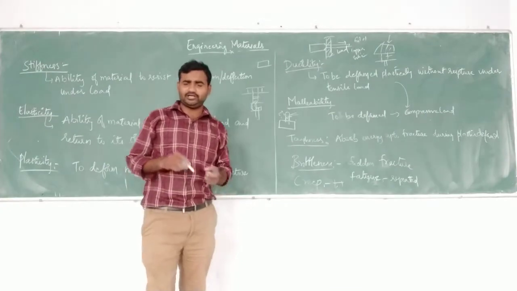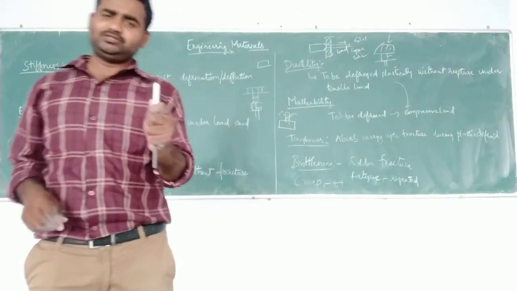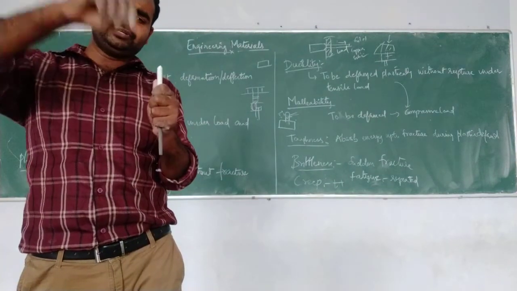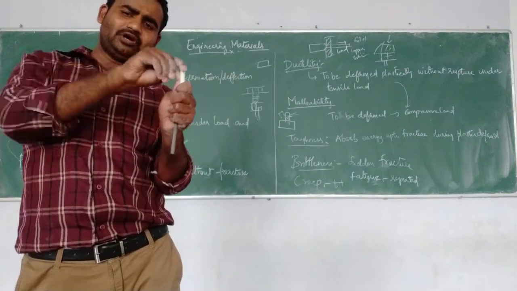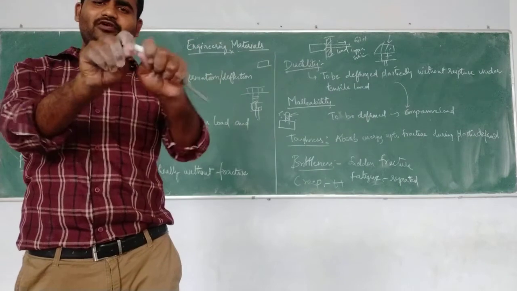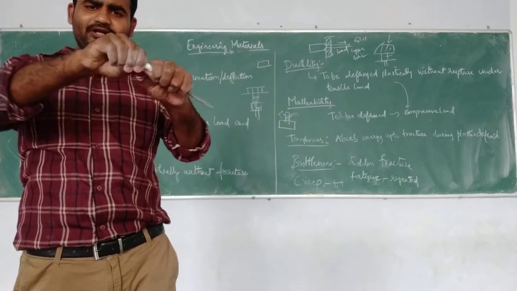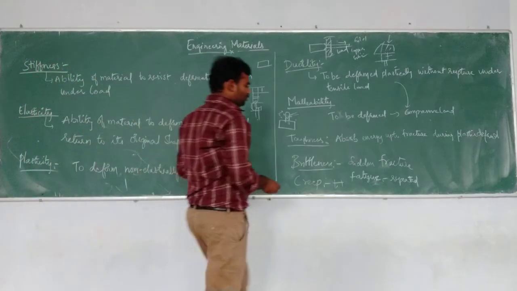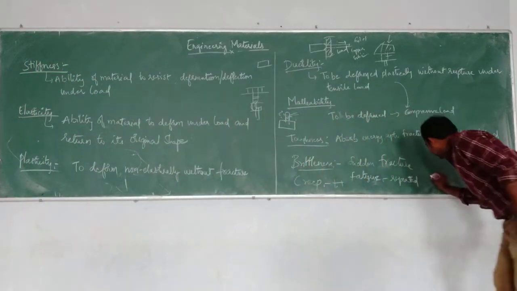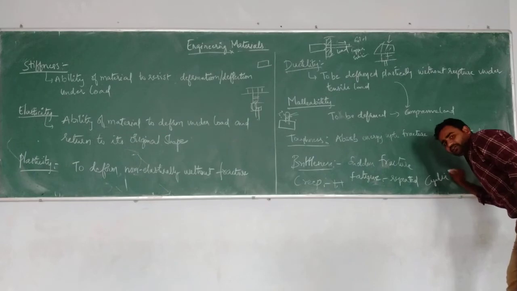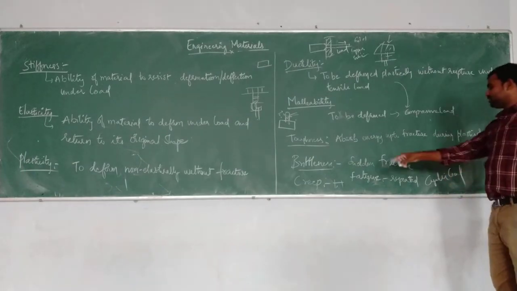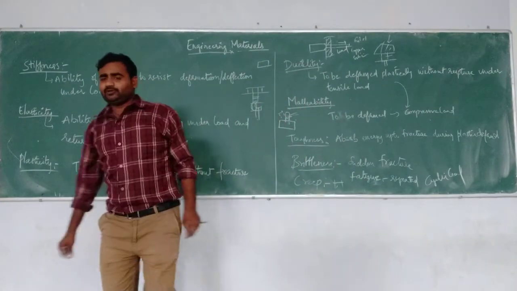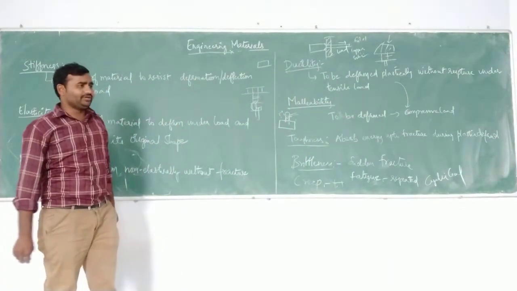Okay, next, fatigue. Fatigue means, as I already explained to you, see, this is an iron rod, I want to break it, and if it is very thin, then what happens? You have to bend it forward, backward, then it immediately breaks. The repeated cyclic loads, this is called cyclic loading. Okay, these are the mechanical properties of engineering materials.